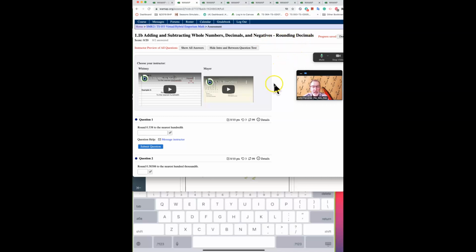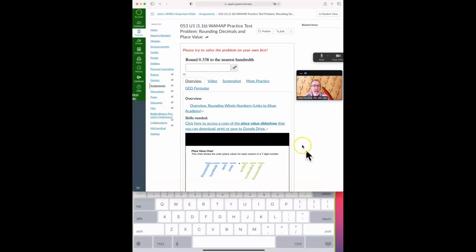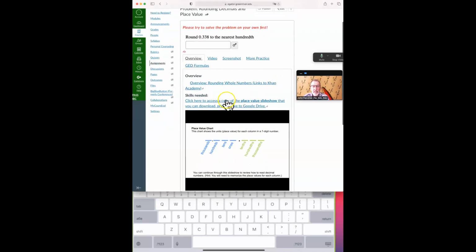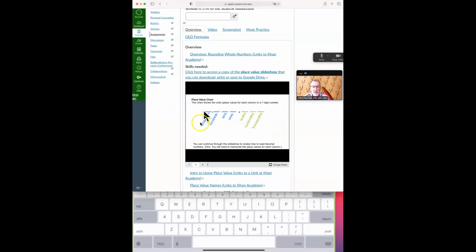So we just learned about how to round numbers, and there is a sheet in Canvas that will help you. This is also 1.1b, and this is in the support class Canvas shell. So if you go there, you can click this link and make your own copy to keep in Google Drive, or you can just read this one off the screen. And this one is a slideshow. So you can go through and work on some practice problems that explains how to read decimals.